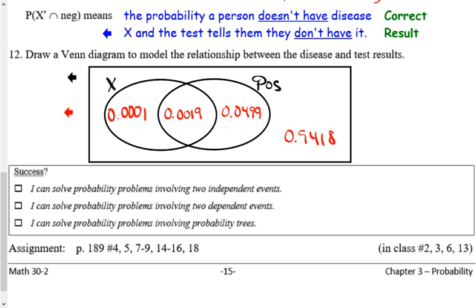So again, this person has the disease but doesn't test positive. So that's the 1 in 10,000. This is the one where they test positive but they don't have the disease. And then here's where it was correct because they had the disease. Here it was correct as well, people who didn't have the disease. And there we have conditional probability.